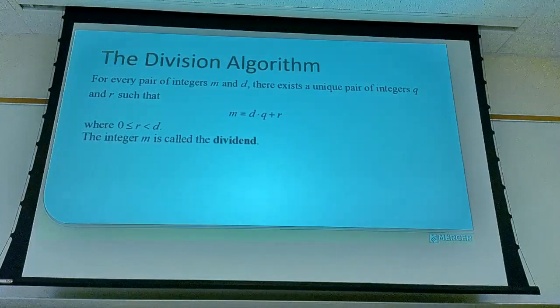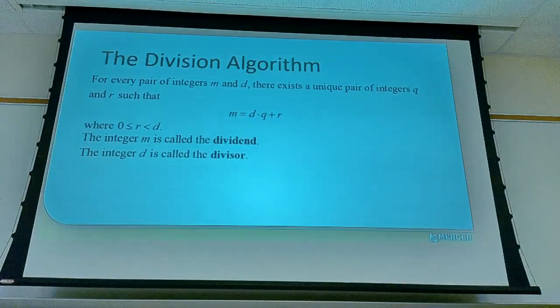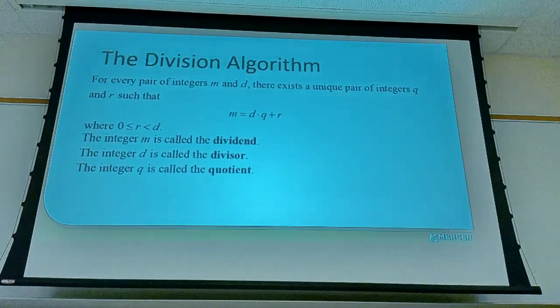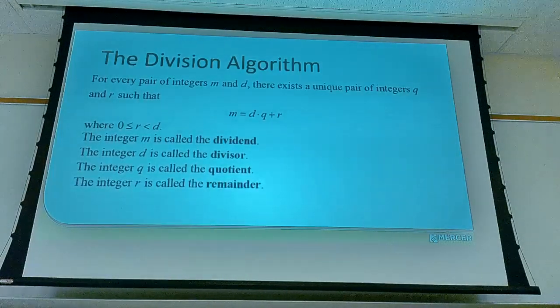N is your dividend. D is your divisor. Q is your quotient. R is your remainder. All right, that terminology should definitely be familiar.